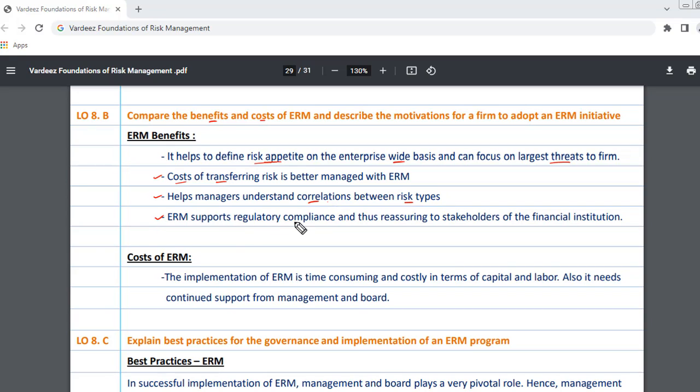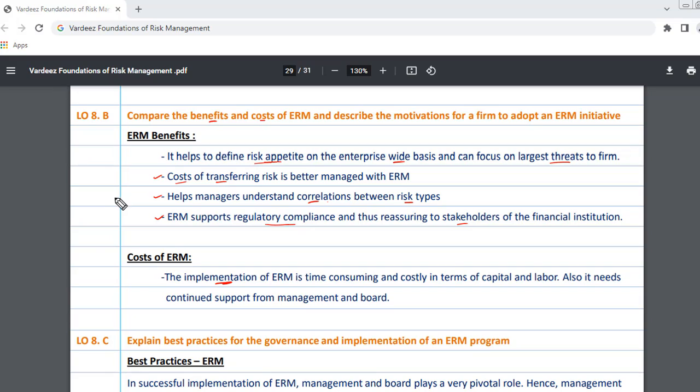ERM supports regulatory compliance and thus is reassuring to stakeholders of the financial institutions. So regulatory compliance is also being supported by having ERM in your organization. So this sends a good message to the stakeholders as well. Cost: the implementation of ERM is time consuming.